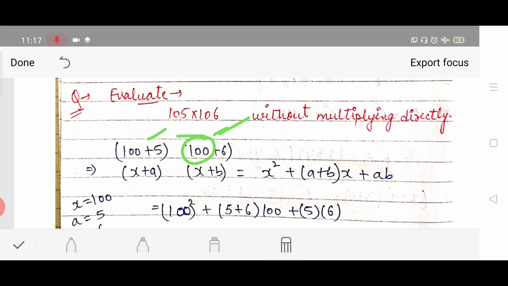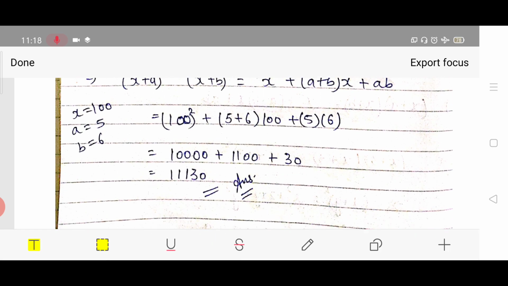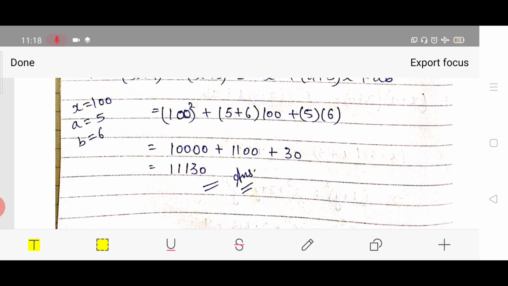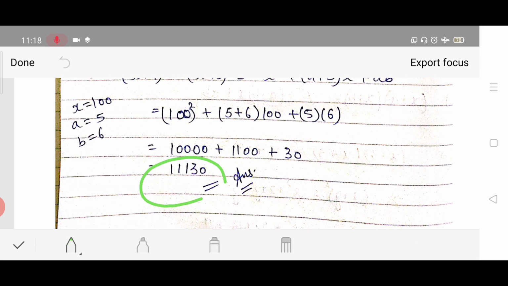Now if you apply the values of a, b and x into the identity, what will you get? You put x as 100 here, so x square, plus (a plus b), that is (5 plus 6), into x, which is 100, plus a into b, 5 into 6. Now you have to solve this addition and multiplication. What will you get? You will get the answer 11130. So this is the answer.